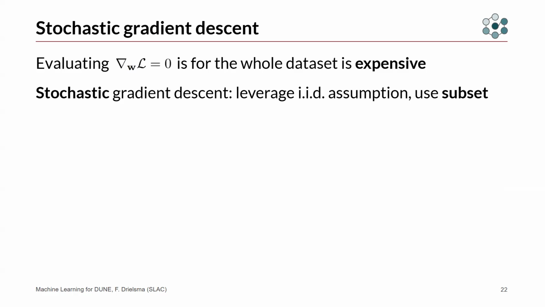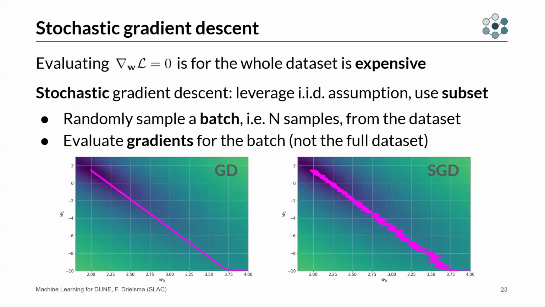So you take a subsample of your data set, which is a good representation of your entire data set, but with some statistical uncertainty, and you measure the gradient of the loss with respect to that subset. And that subset is what we call a batch. And we evaluate the gradient with respect to that batch instead of the entire data set.